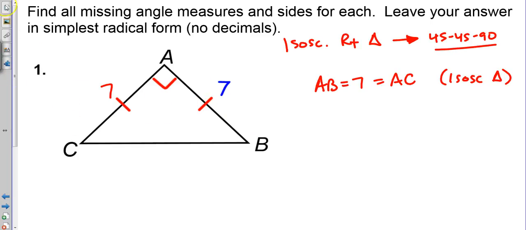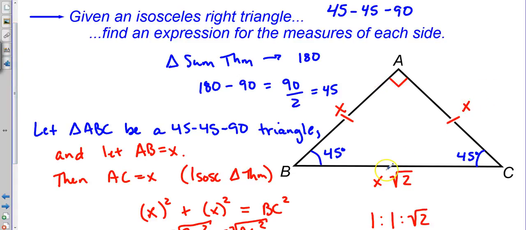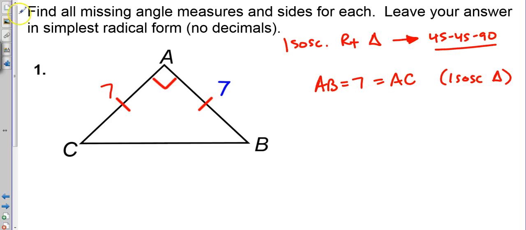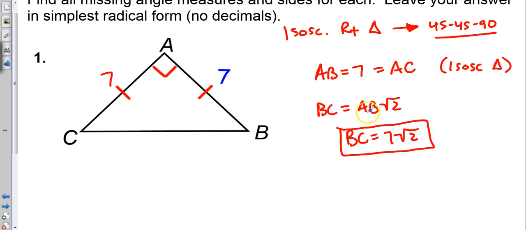The other thing that I can figure out based on this last slide that we did, I know that if I know this side is x, then this is just going to be that measure times root 2. And we just proved that. All right, so whatever the measure of the leg is, BC, that side, is going to equal AB, the length of this, or AC, either one, times root 2. And we know that AB is 7, so BC is going to be equal to 7 root 2. And we can just leave it in that form there.